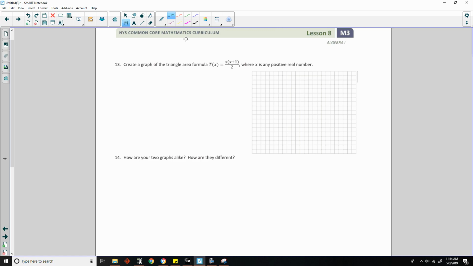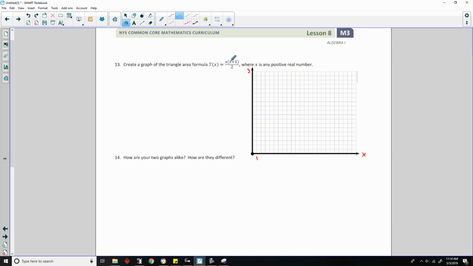Okay, so we want to create a graph of this triangular formula, t of x. If I plug in 0, I can't have a side length of 0, so that makes no sense. So I'm going to start with 1. So I will put 1 right here. And this is my x-axis here, and this is my y. It's not showing the axes, but let me put it on there. Okay, so that's better. All right, so anyhow, here's 1.